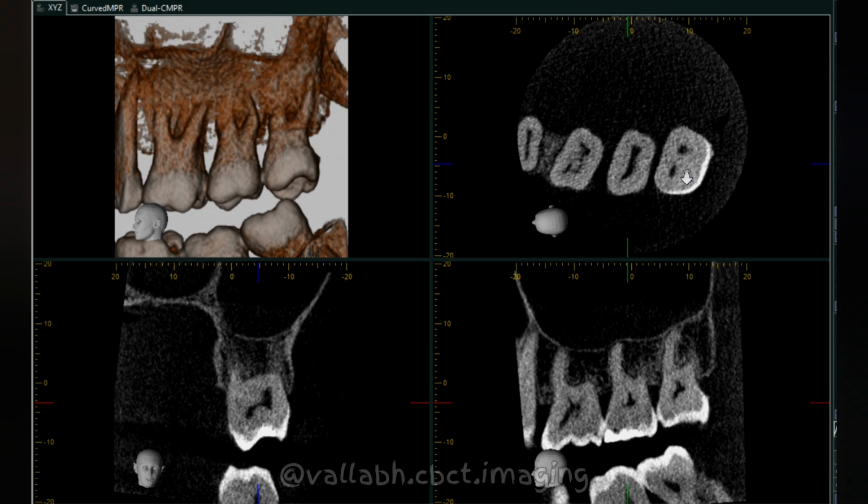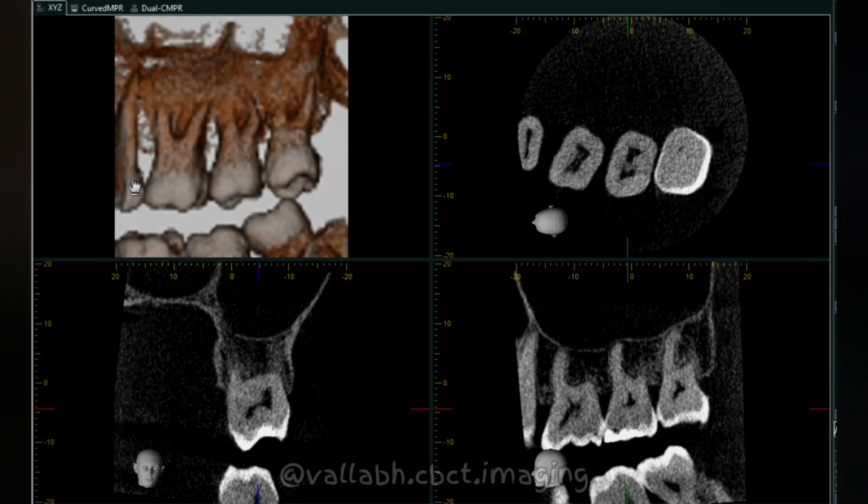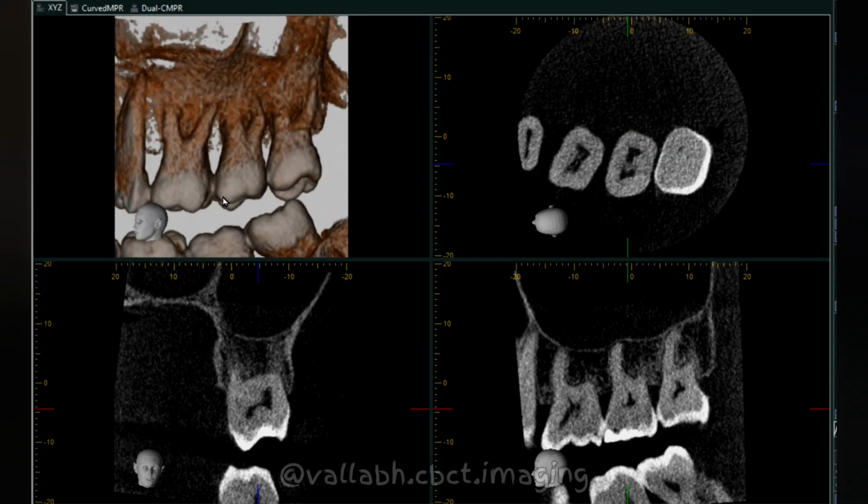Today we'll be doing a case report on micro crack line as seen in the CBCT scan. The patient had come with a chief complaint of pain in the upper left side. The clinical doctor could not find any findings since the restoration was present.